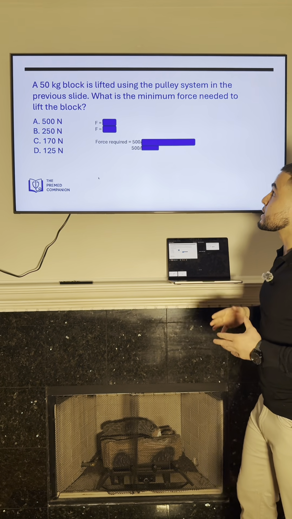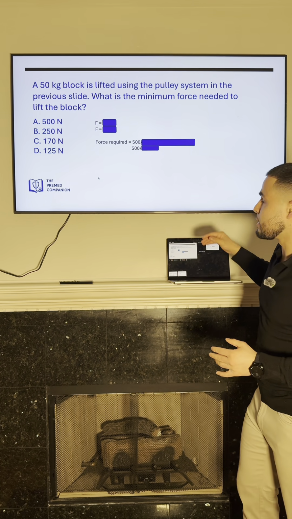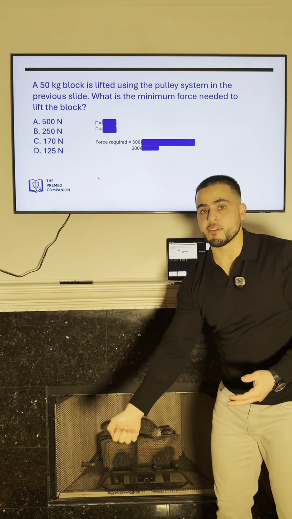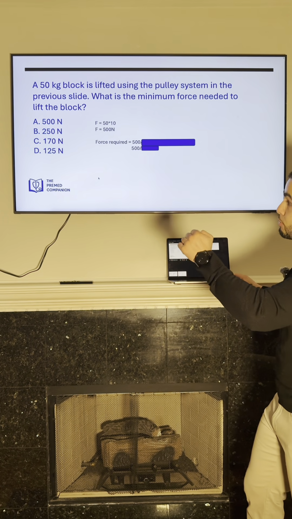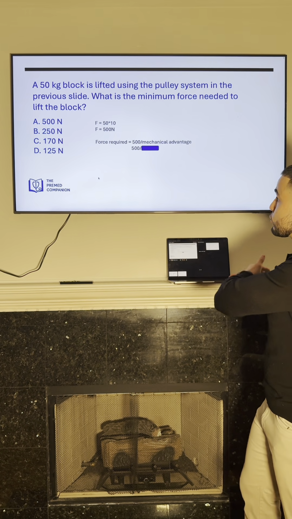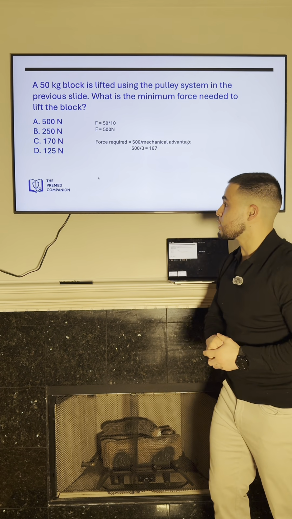A 50 kilogram block is lifted using the pulley system in the previous slide. What is the minimum force needed to lift the block? So the force needed, if you were to just lift it off the ground, is going to be 500, like we discussed earlier. And then the force required with our pulley system is going to be less. So 500 over the mechanical advantage, or 500 over 3, which is going to be 167. So our answer is C, 170.